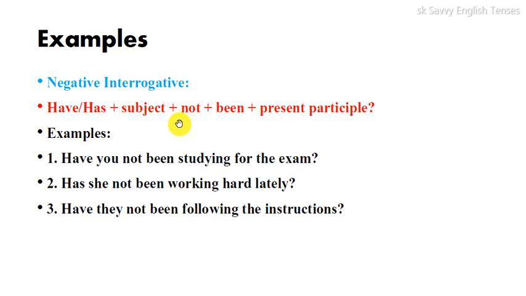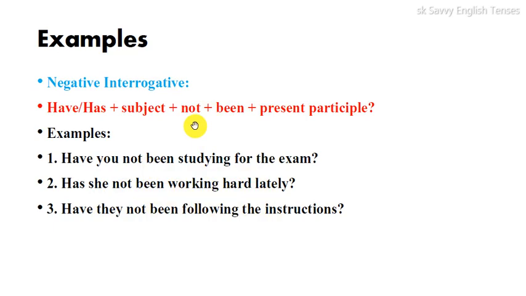Okay, let's talk about making negative questions or negative interrogative sentences in the present perfect progressive tense. As you know, the structural formula for the negative question is have or has plus subject plus not plus been plus present participle and the question mark. So we can make sentences according to this formula. For example, have you not been studying for the exam? Has she not been working hard lately? Have they not been following the instructions? So this is how negative questions are formed in the present perfect progressive tense.